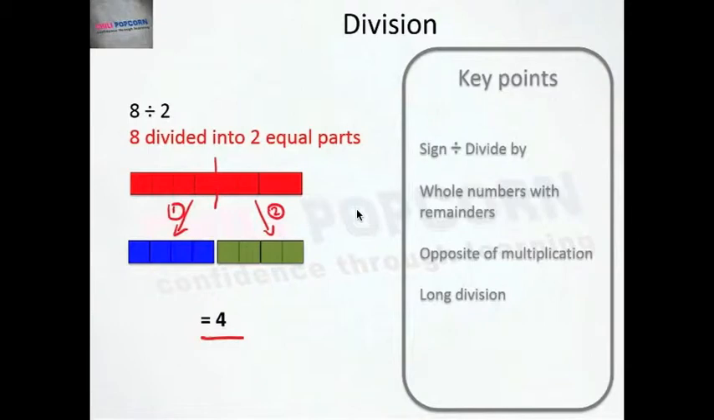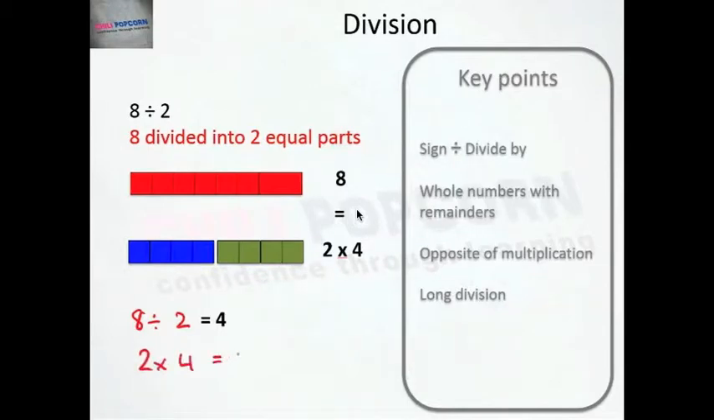And let's work that backwards, and you'll see that that's the same as taking 4 boxes 2 times, and you get 8. So if 8 divided by 2 is equal to 4, then 2 times 4 is equal to 8.